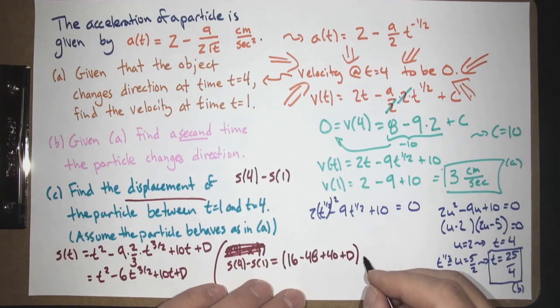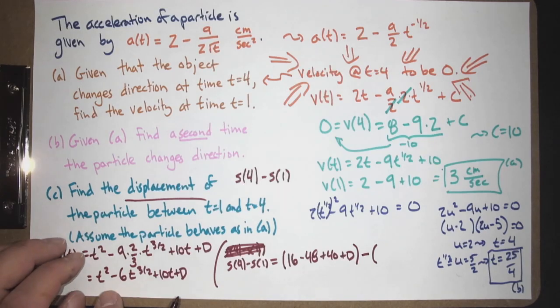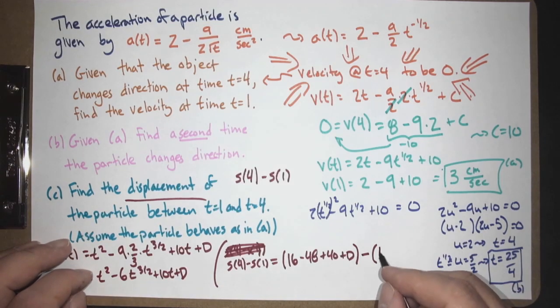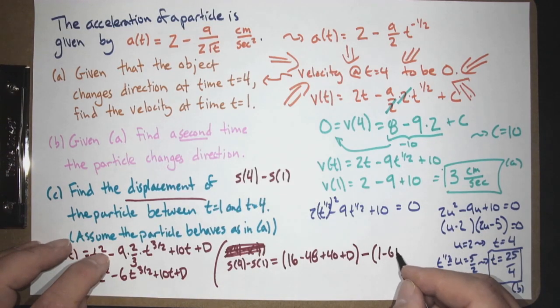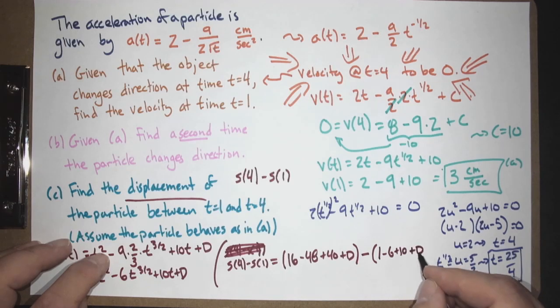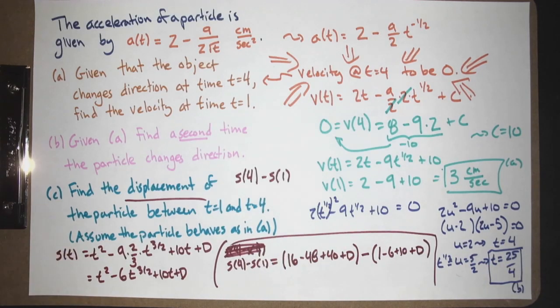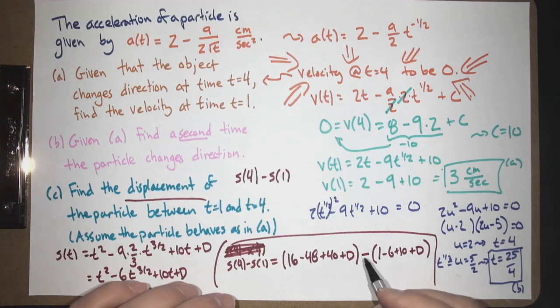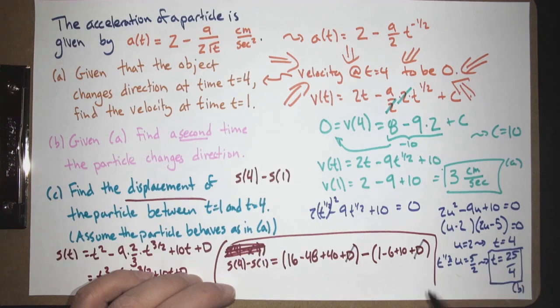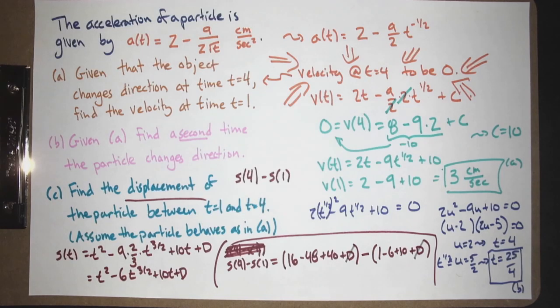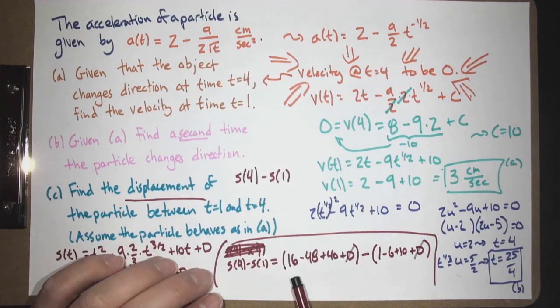Let's plug in 1. Now the good news is plugging in 1 is easy, because 1 to any power is 1. So you get 1 minus 6 plus 10 plus d. Well, what happens to your d's? They cancel out. So even though we don't explicitly know d, we don't need to know, because the displacement doesn't matter. And then we just have to play with the numbers.